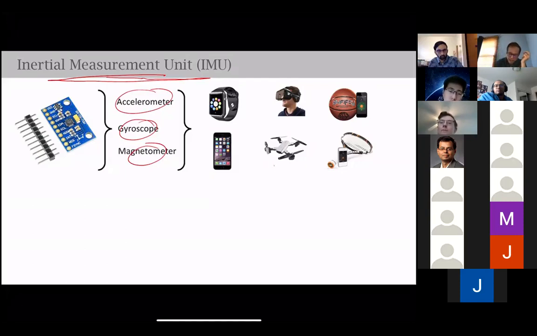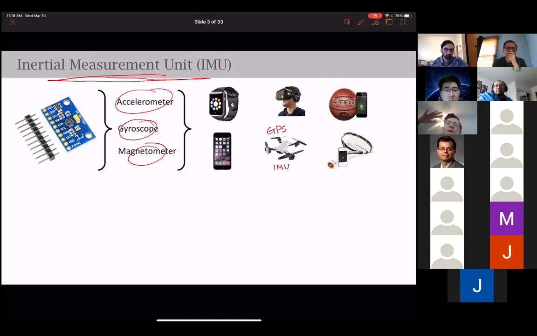And a drone has an IMU in it. Why on earth does a drone need an IMU? Can someone tell me? The drones also have GPS on them. So why does a drone need an IMU? Any ideas? Any random guesses?